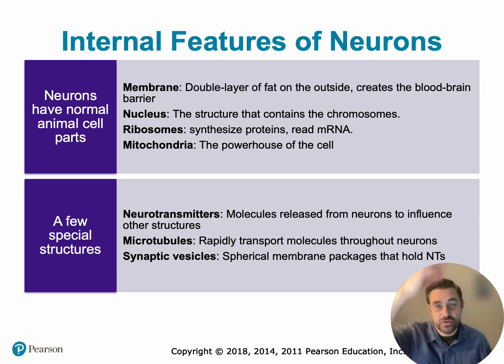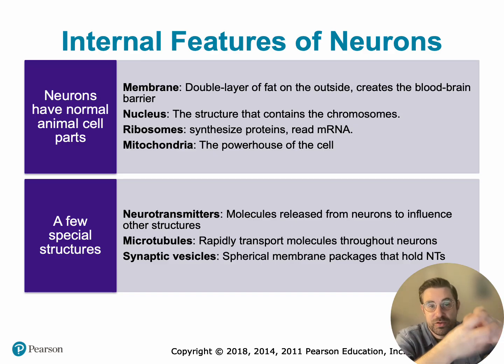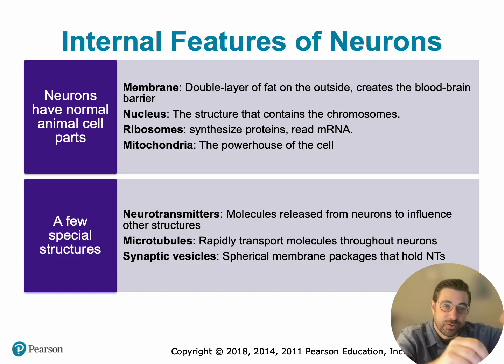Okay, so we've got neurotransmitters that get transported down to the end, and then they get packaged up in these little packages so that they can all be released at the same time. So I don't have to release individual neurotransmitters. I can release a whole packet of them. That's what synaptic vesicles are. Okay, so lots of normal cell features and then special cell features.